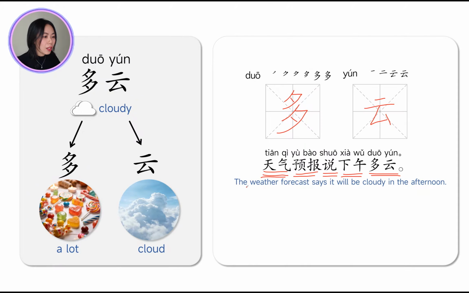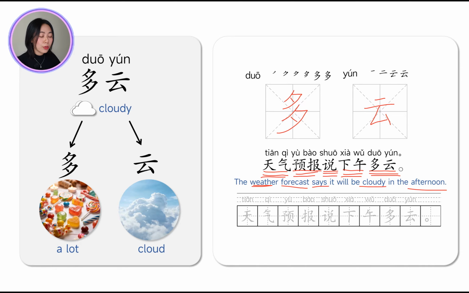天气 weather, 预报 forecast, 说 say, 下午 afternoon, 多云 cloudy. So 天气预报说下午多云。下一个 next one.